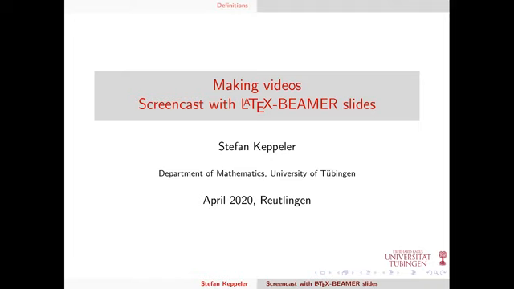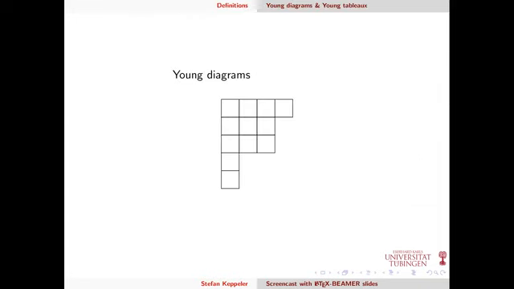Let's speak about the basic definitions. So, Young diagrams and Young tableaux. A Young diagram is an arrangement of boxes in rows and columns. And the arrangement is left-justified, the boxes are left-justified. And the number of boxes in each row does not increase when we go from top to bottom.